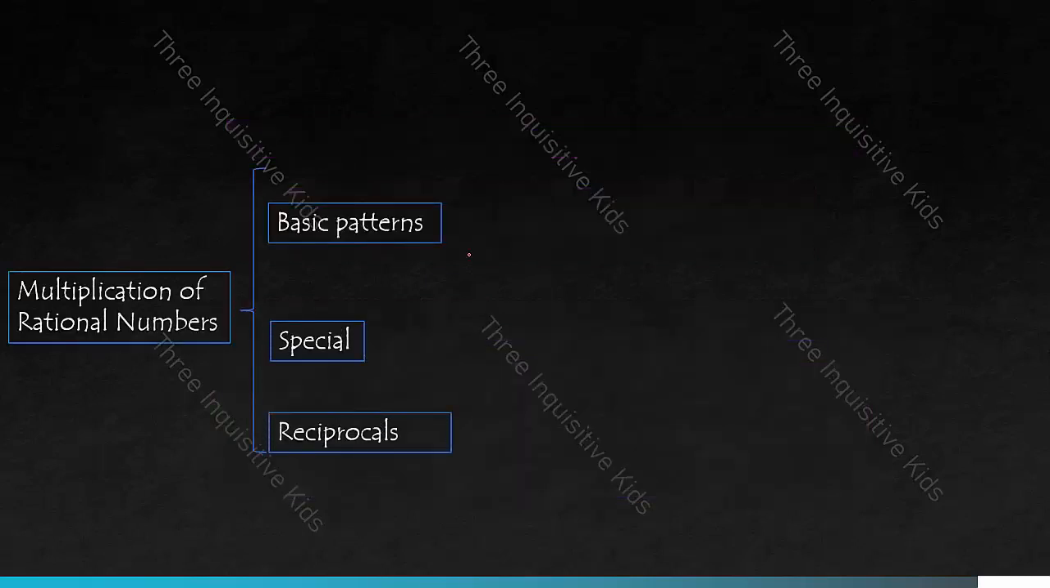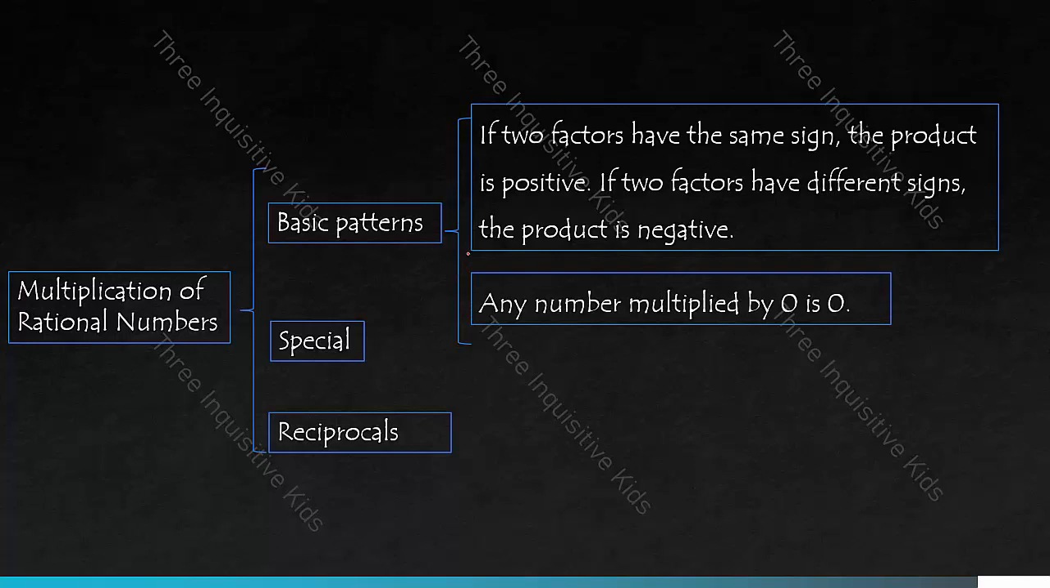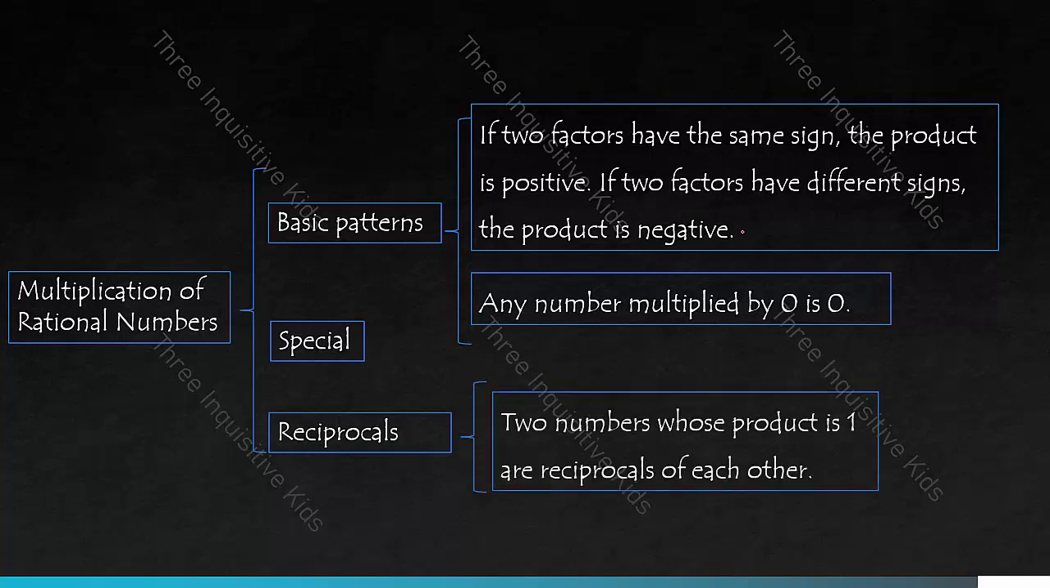Here's your class summary. Today we learned that if two factors have the same sign, the product is positive. If two factors have different signs, the product is negative. And any number multiplied by 0 is 0. Two numbers whose product is 1 are reciprocals of each other.